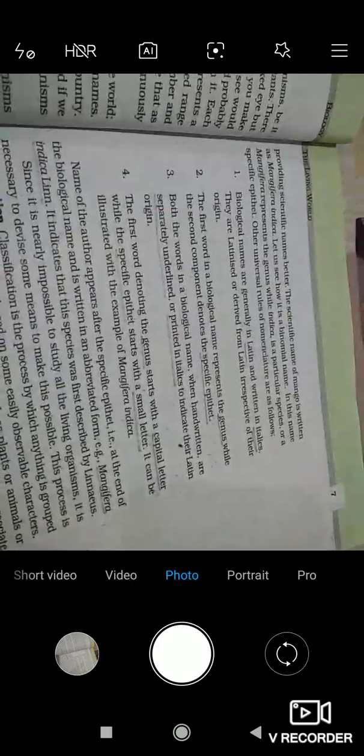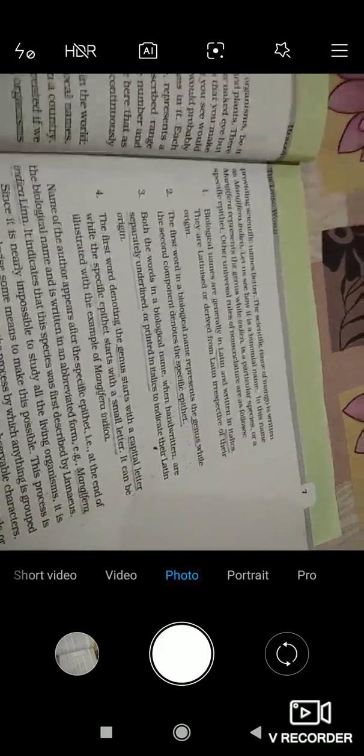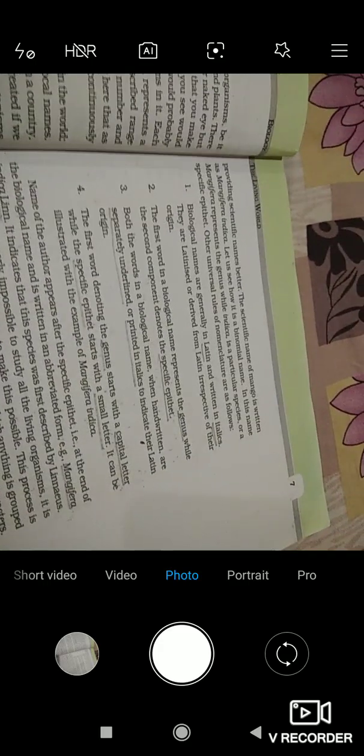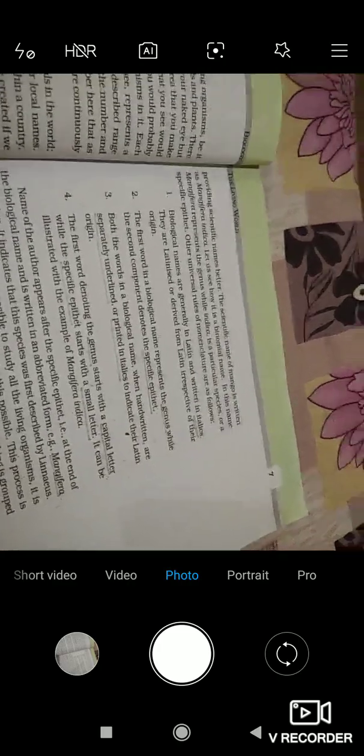Okay, it can be illustrated with the example of Magnifera indica. So here you can see that in Magnifera indica, the first word is Magnifera. In Magnifera the first letter is a capital letter, and in the second word indica, the first letter is a small letter. So this is how we write the scientific name.